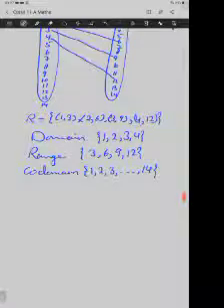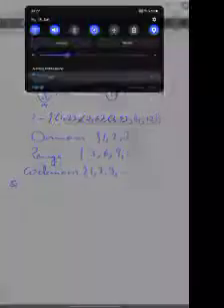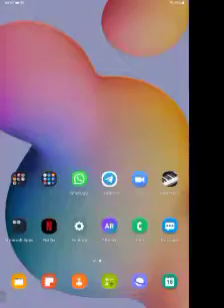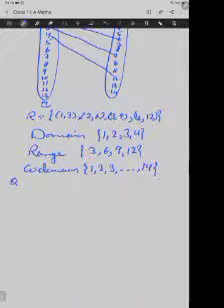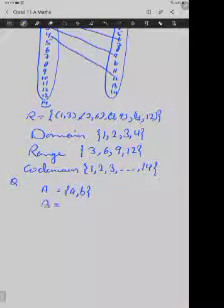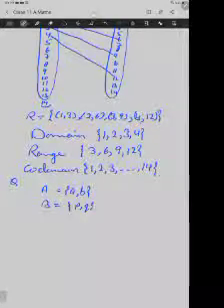Now next is the following question. Set A is containing elements a and b. Set B is containing elements p, q. Find the number of relations from A to B.